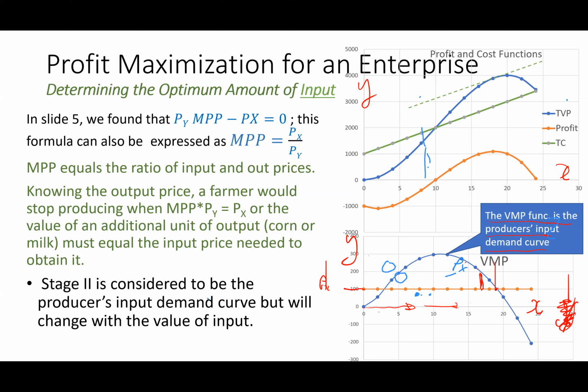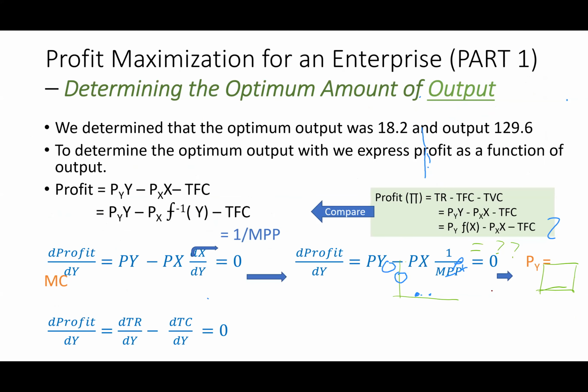You stop when the price of the quantity of input you are using is equal to the value marginal product. And that is the condition that we have: value marginal product equals px. And so the value marginal product is the input demand function for the producer.